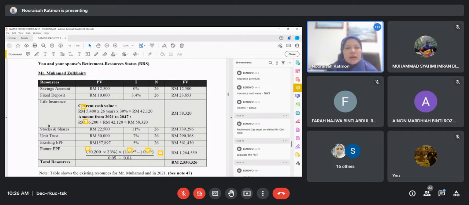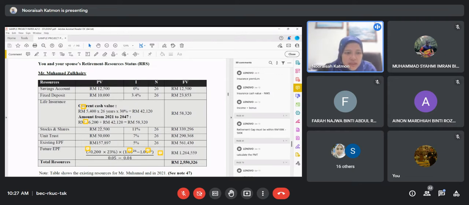Unless in the question, it is mentioned that the client really wants to use his personal asset for the purpose of retirement. If that will be the situation, then it will be another story. So where do the figures come from?